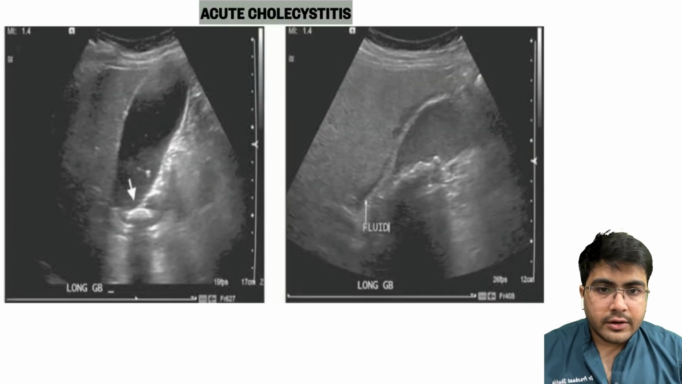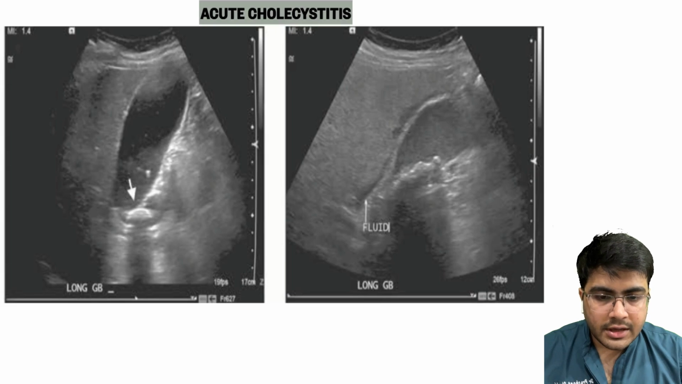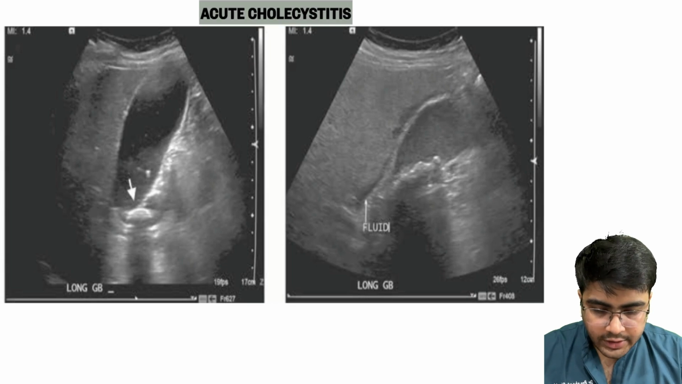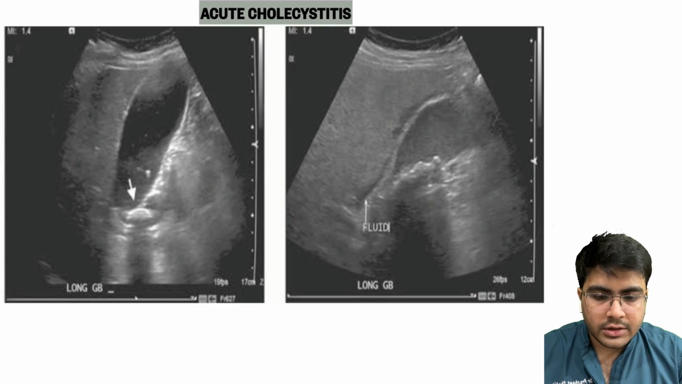So coming to a few of the common findings which they have been asking in your exam. So this is the acute cholecystitis. So as we discussed previously, in the cholelithiasis you get the wall echo shadow complex. So here you can see there is a wall echo shadow complex shown by the white arrow on the left hand side.